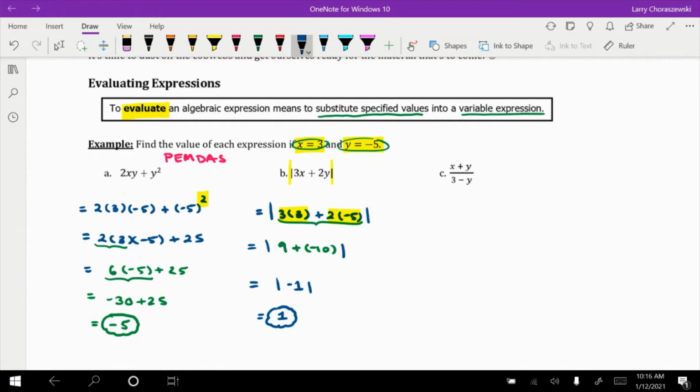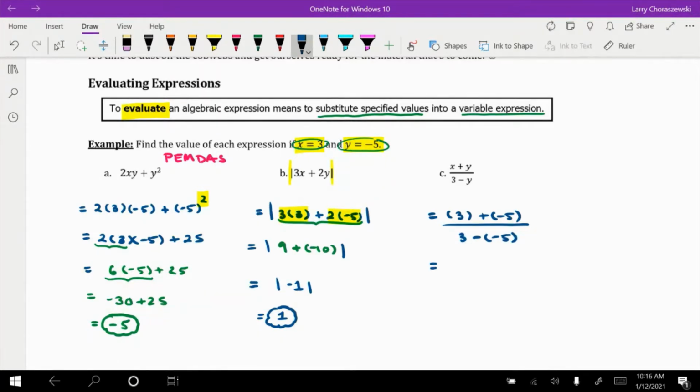All right, so let's move on to part C. This will be the last of the evaluating examples. We have x plus y all over 3 minus y. All right, so we're going to use the same values for x and y from the instructions. So we're looking at 3 plus negative 5 on top. And then on bottom, we'll have 3 minus negative 5.